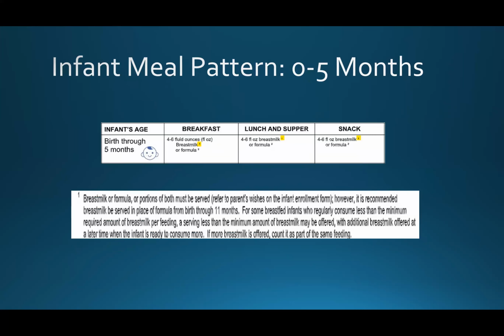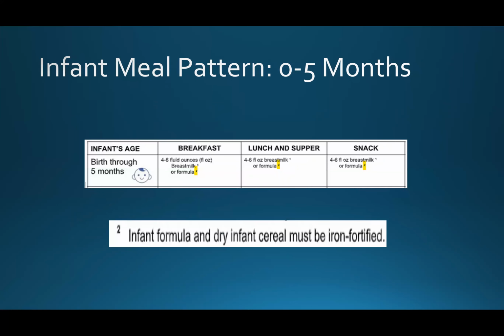Notice the footnotes by the meal components. Footnote 1 indicates that breast milk or formula or portions of both may be served. Refer to parents' wishes regarding what to serve. You are encouraged to support mothers who wish to breastfeed, since it is recommended that breast milk be served in place of formula. The second footnote indicates that infant formula served must be iron fortified.